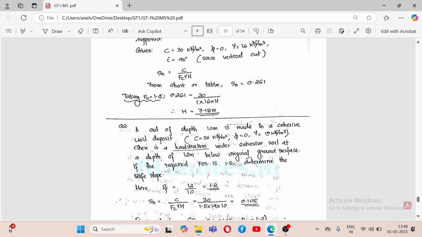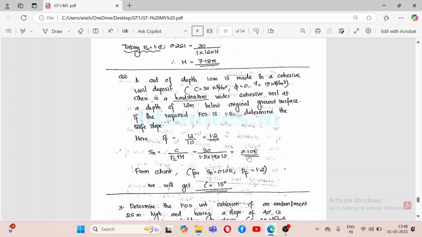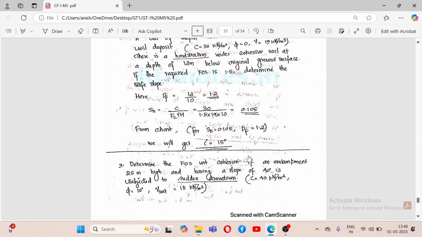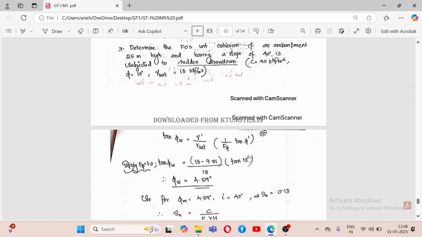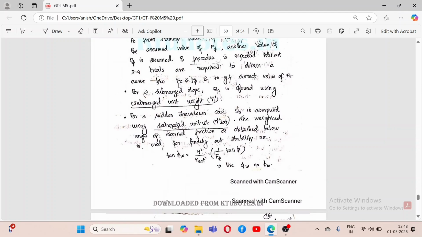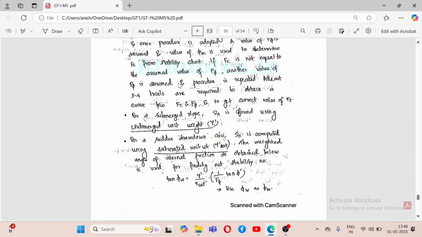Okay, next is also a similarly simple problem. Determine the factor of safety with respect to cohesion if an embankment 25 meters high and having a slope of 40 degrees is subjected to a sudden drawdown. So we have to find the factor of safety. Sudden drawdown is mentioned here. We have C given, phi given, gamma sat given. We know from the theoretical portion.